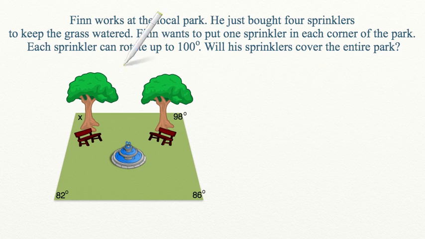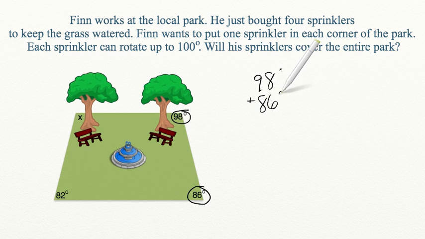Well, we have a diagram of our park right here, and we have 3 known angles. So first, we need to find the value of our missing angle, x. So let's go ahead and add up the value of these 3 angles and then subtract from 360 degrees. I'm going to start with 98 degrees. I need to add 98 degrees plus 86 degrees. When I add these 2 angles together, that gives me a measurement of 184 degrees.